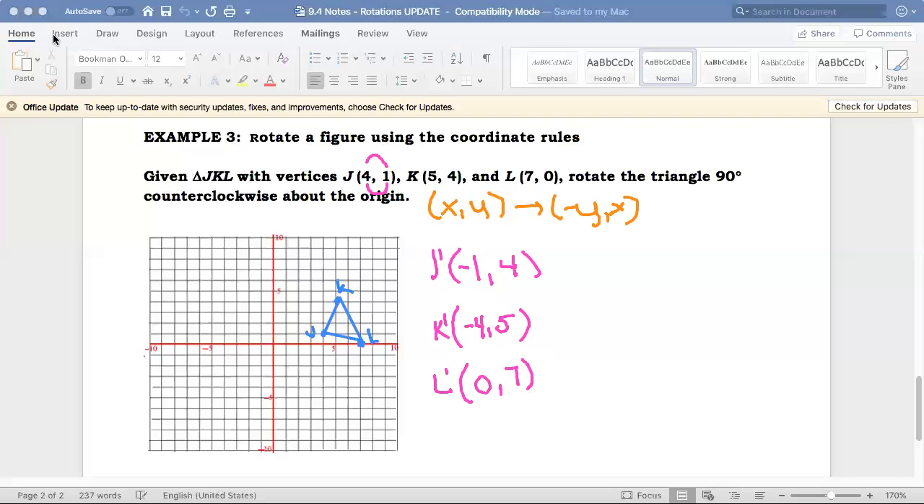And now we're going to plot our rotation. So J is going to be at -1, +4. K is going to be at -4, +5. And L is going to be at 0, 7. And then we're going to go ahead and connect our lines. And we are done.